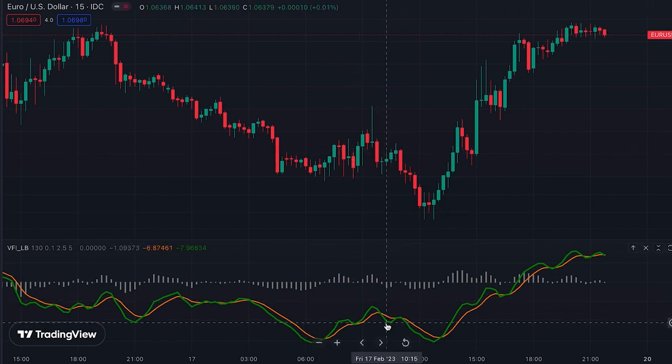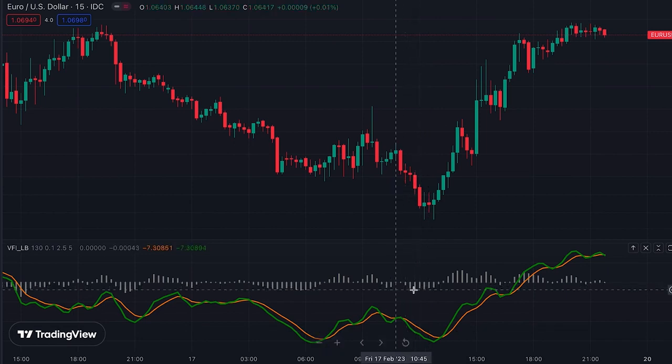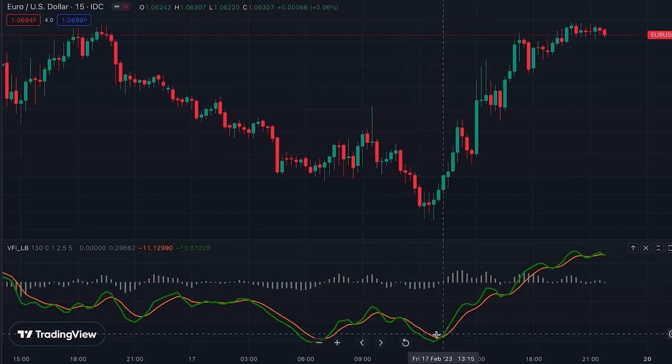Another divergence happened here where VFI made lower low but the histogram didn't follow, and this gives the possibility that we're going to have an upside crossover, which you can see that it happened here, and in this case the result was an instant reversal, as you can see.